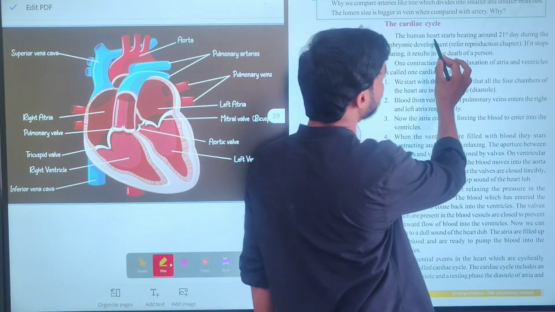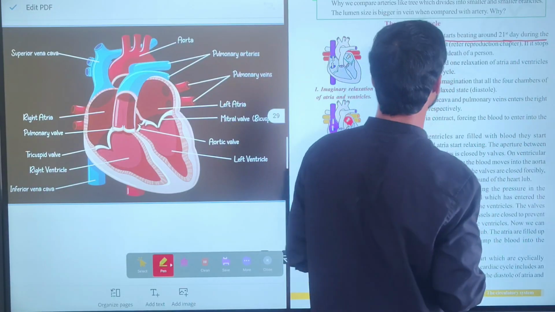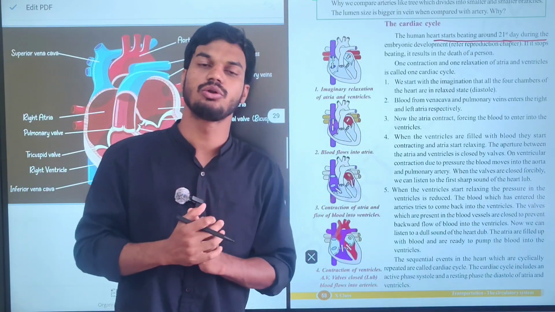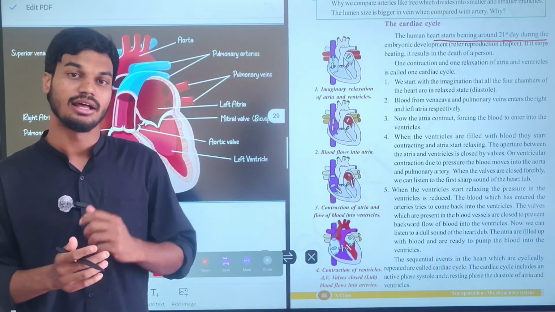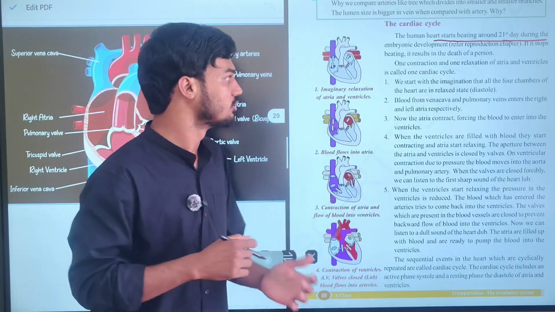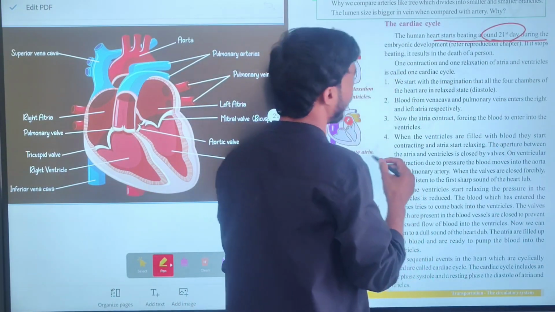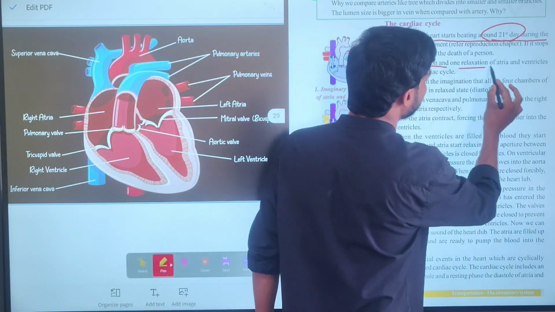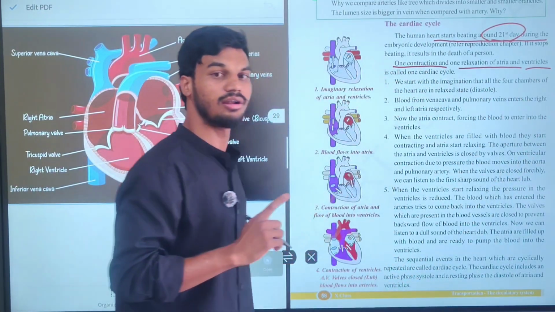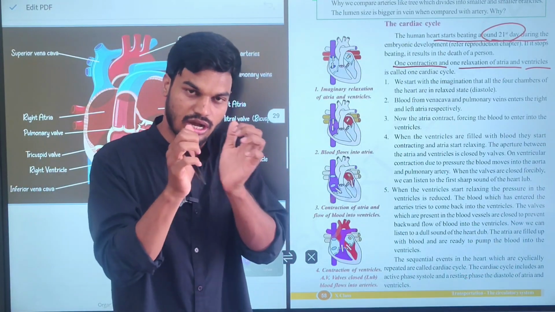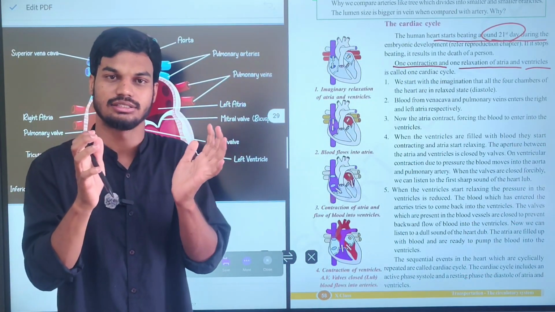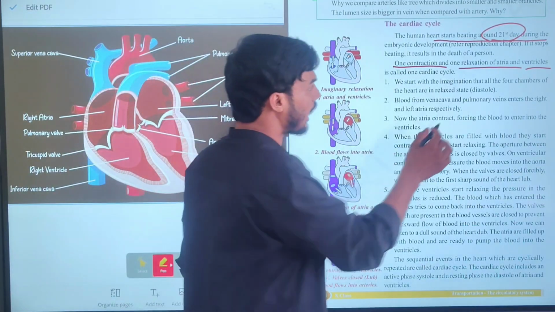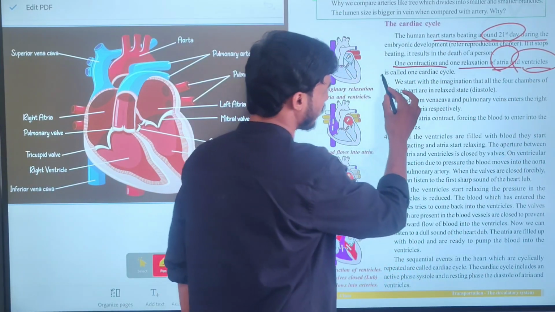The human heart starts beating around the 21st day during embryonic development. When the baby starts growing in the womb, on the 21st day the heart starts beating, and this heartbeat continues until the end of our life, right? One contraction and one relaxation of the atria and ventricles is called a cardiac cycle. Contraction means coming closer and smaller, and then relaxation. One contraction and relaxation of both atria and ventricles is known as one cardiac cycle.